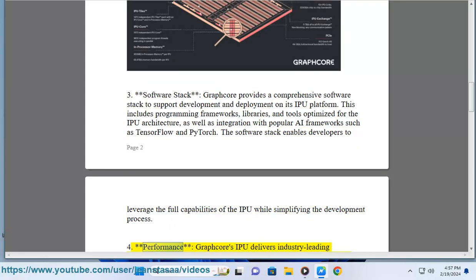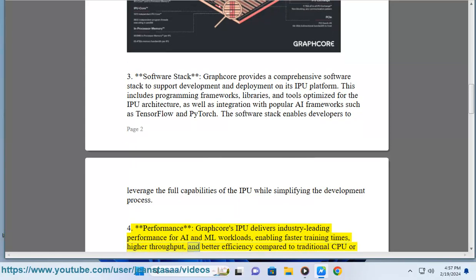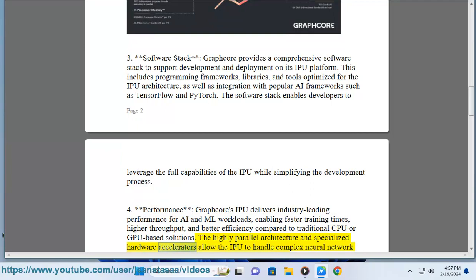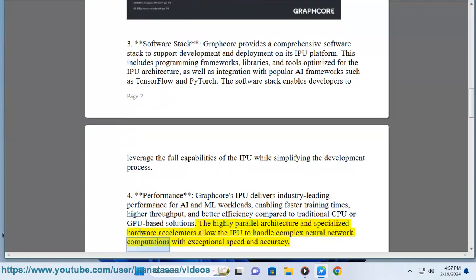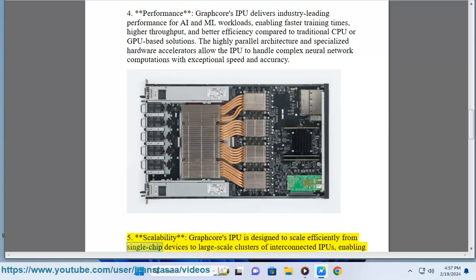4. Performance: Graphcore's IPU delivers industry-leading performance for AI and ML workloads, enabling faster training times, higher throughput, and better efficiency compared to traditional CPU or GPU-based solutions. The highly parallel architecture and specialized hardware accelerators allow the IPU to handle complex neural network computations with exceptional speed and accuracy.